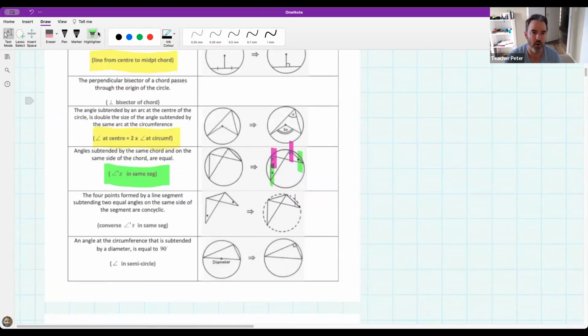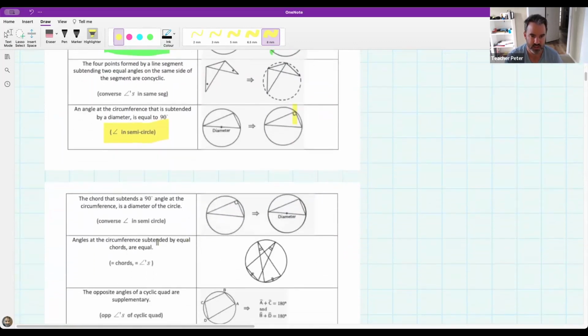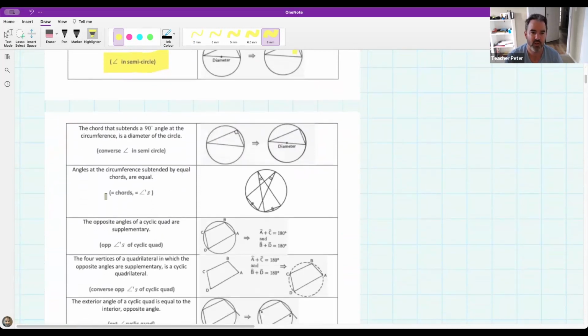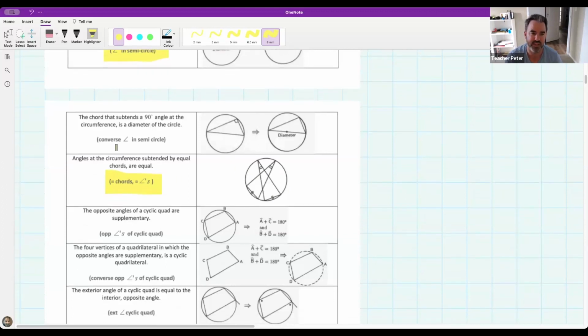Then we also spoke about angles in a semicircle. Basically, if you have a diameter and you make a subtended angle at the circumference, you get 90. That's something you'd see in previous lessons. We'll leave out the converse. Then if we've got equal chords, they subtend equal angles. We've done that one previously.